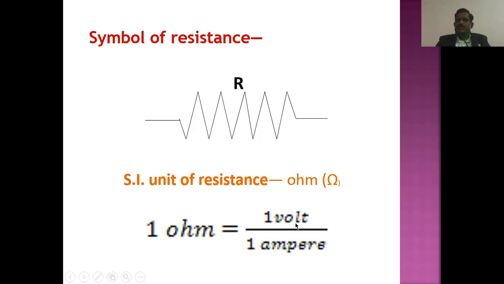So 1 ohm is equal to 1 volt divided by 1 ampere. It means 1 volt which is applied across the conductor, and 1 ampere is current flowing through that conductor. Then we'll state that the resistance of that wire is supposed to be 1 ohm.